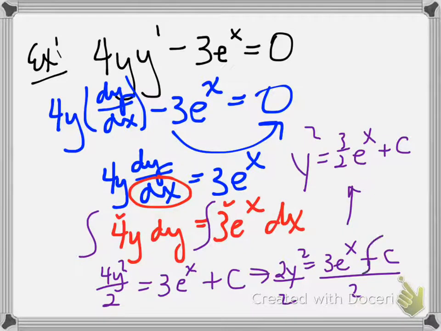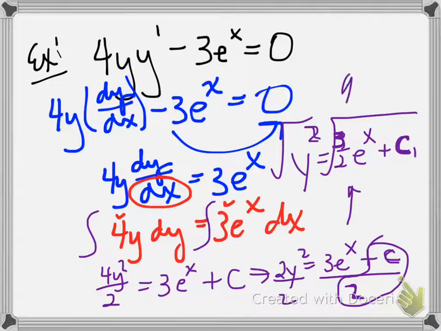Now you're probably thinking, if I divided c by 2, isn't it c over 2? Well, if I take a constant and I divide it by a constant, don't I just get another constant? Some people even write this as c1 or c2 just to remind themselves, but it's really just another constant. Now I want to get rid of this square by square rooting both sides. So, following upwards, y equals the square root of 3 halves e to the x plus c. And that's my solution.